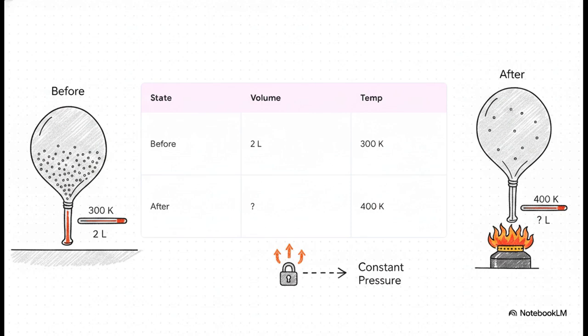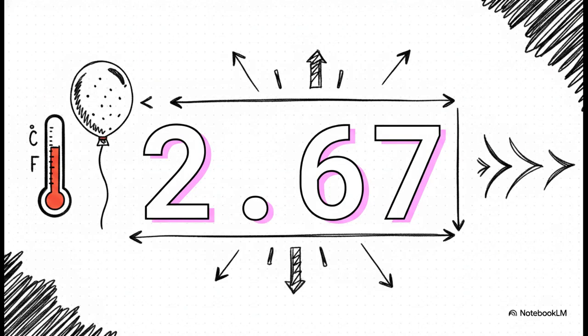So, based on Charles's law, what exactly happens to that volume? Well, since volume and absolute temperature rise together in direct proportion, we don't even have to guess. We know for an absolute fact that the gas will reliably expand to exactly 2.67 liters. The temperature went up by a third, so the volume goes up by a third. It is mathematically beautiful and completely predictable every single time.